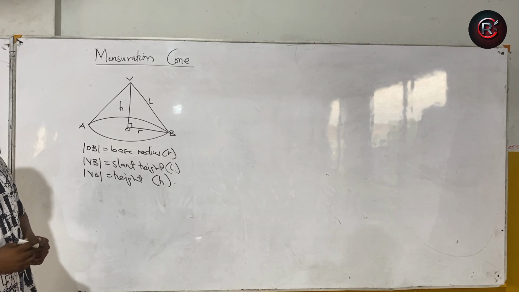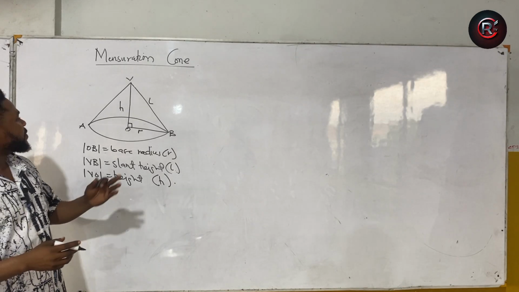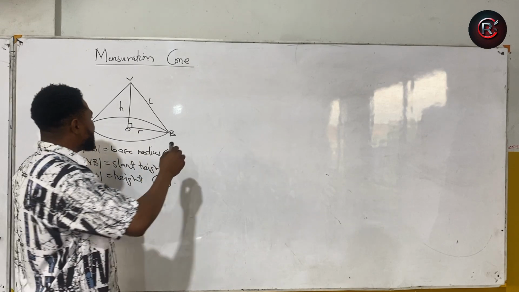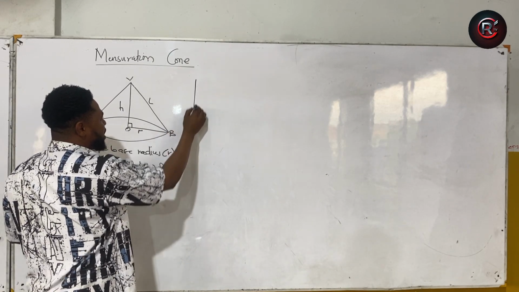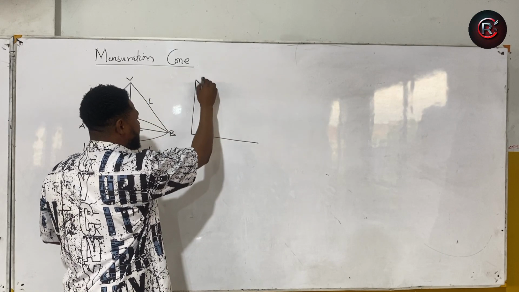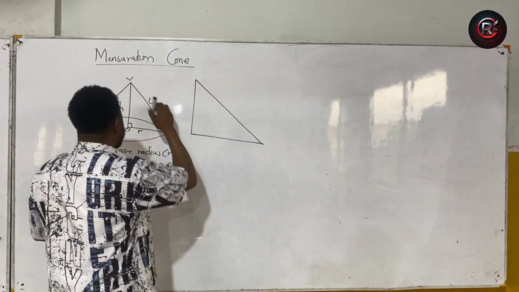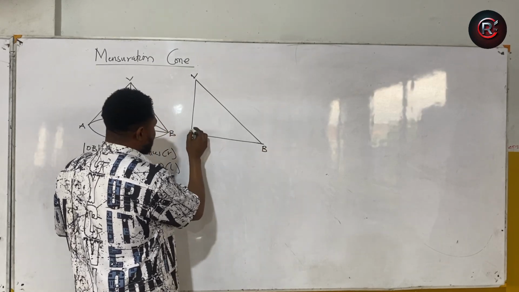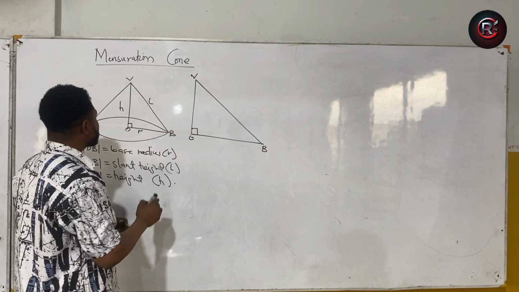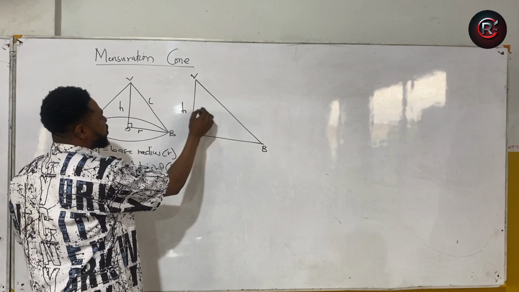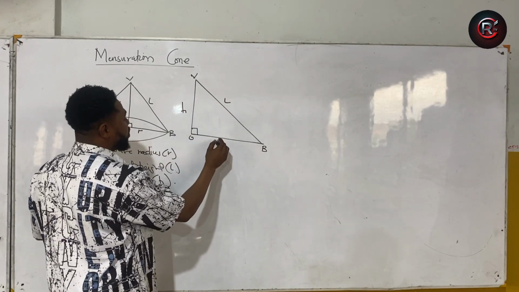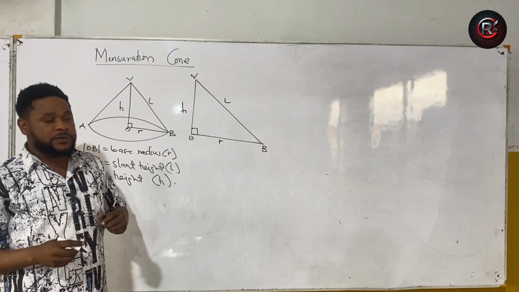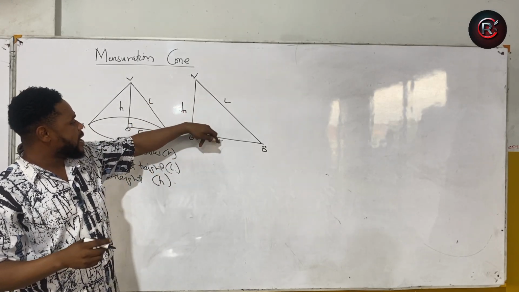All right, first of all, let us look at the relationship between H, L, and R. All right, so let me take the triangle out. As we can see, we have our V here, our O, our B. The angle here is 90 degrees. The height of the cone, the slant height of the cone, the radius. Now we want to look at the relationship between H, L, and R.